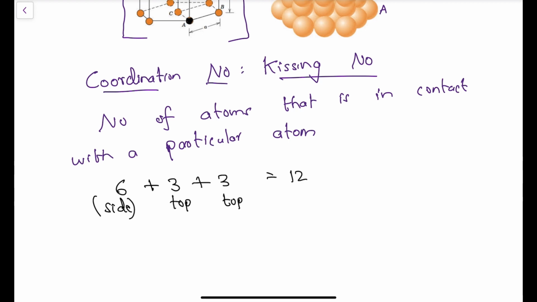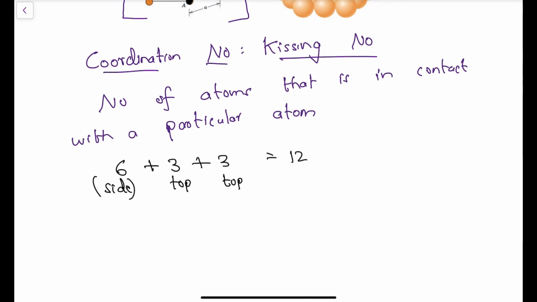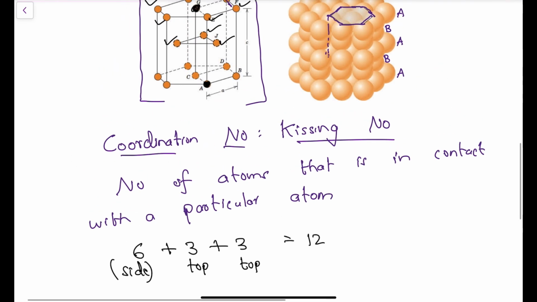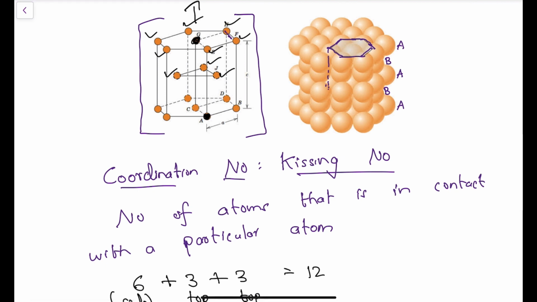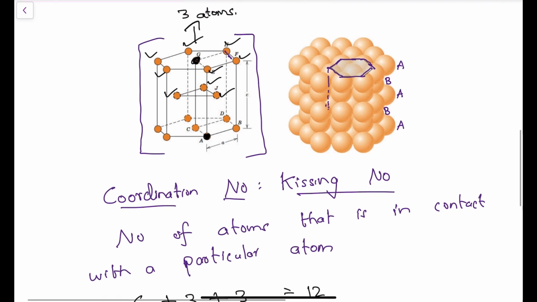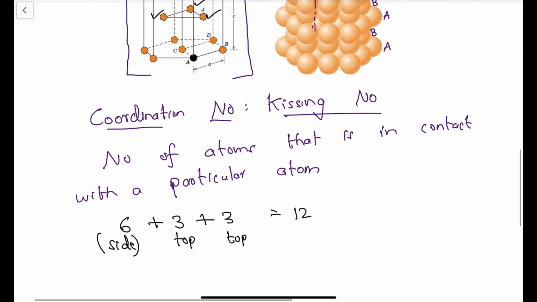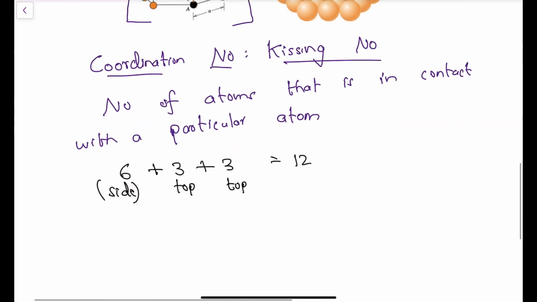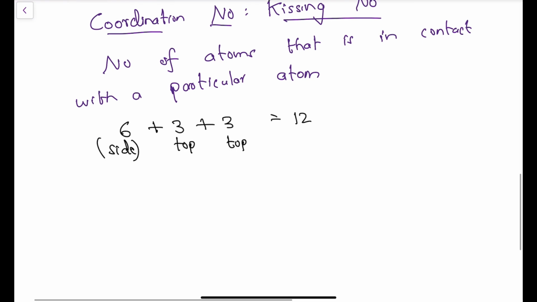So coordination number is an important parameter that you need to keep in mind. That is, you need to find it in different crystal structures. For HCP structure, hexagonally close packed structure, the coordination number is 12. Okay. Then the next step is, we will find the lattice parameters for a hexagonally close packed structure.